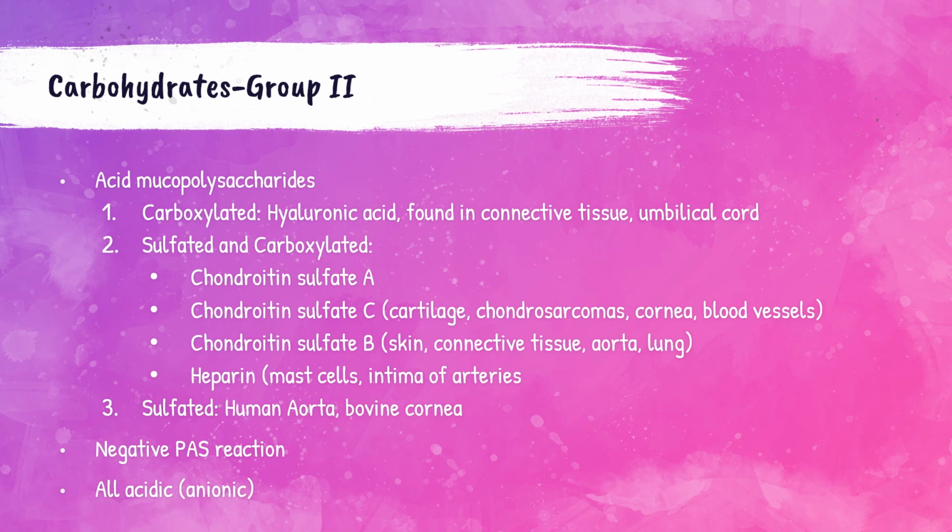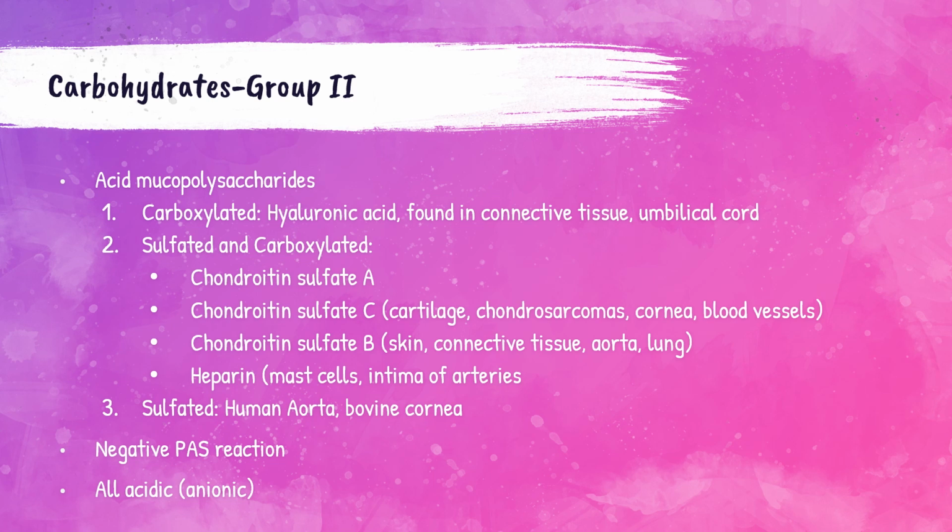The second group of carbohydrates are the acid mucopolysaccharides. There are 3 categories within this group: those that are carboxylated, those that are sulfated and carboxylated, and those that are sulfated only. Hyaluronic acid is in the carboxylated category. This is found both in the umbilical cord tissue and also in connective tissues. The category of carboxylated and sulfated contains chondroitin sulfate A, B, and C, and also heparin.